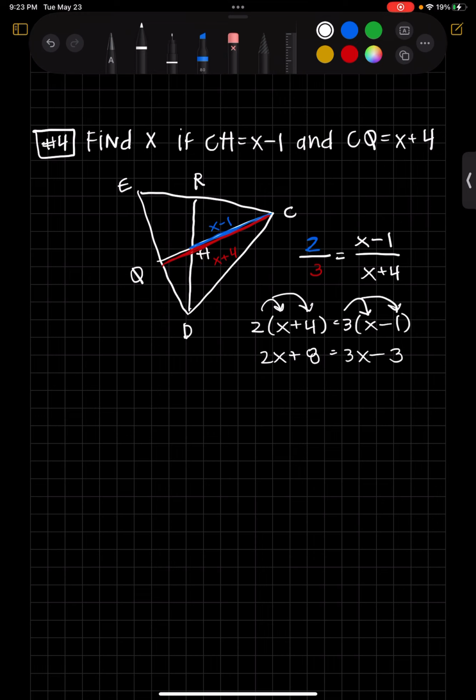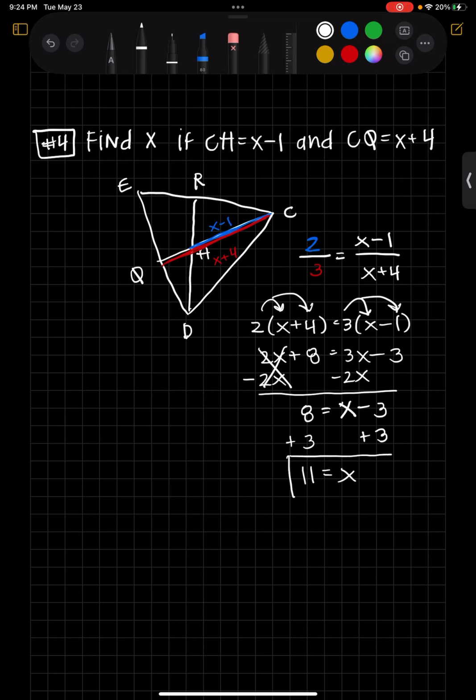Now I want to get the x's on the same side, so I'm going to subtract 2x from each side. It doesn't matter which side the x's end up on, and I always try to get the x's to stay positive, so I always move the smaller x, but it doesn't really matter. So 3x minus 2x gives me 1x, which I can just write as x. Then I can add 3 to each side to get the x by itself. We get 11 is equal to x, which is our answer. Okay, and this is how we deal with line properties of triangles.